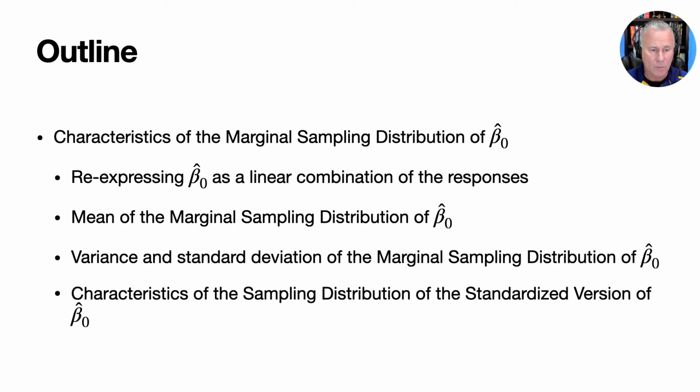We'll then look at characteristics of the marginal sampling distribution of beta 0 hat. We'll first look at how to re-express beta 0 hat as a linear combination of the responses. Once we've done that, we'll be able to derive the mean of the marginal sampling distribution of beta 0 hat. We'll then derive formulas for the variance and the standard deviation of the marginal sampling distribution of beta 0 hat. And then we'll finally look at the characteristics of the sampling distribution of the standardized version of beta 0 hat.